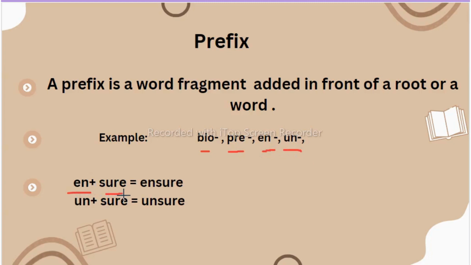And sure is a root word. By adding the prefix en to sure, we can make a new word, which is ensure. And by adding the prefix un to sure, we can make a new word which means unsure. So it can change meanings as well, and make a new word. So a prefix is a set of letters which is usually used in front of the word. As you can see here, this is the root word, and we have added the prefix before the word. So pre means before the root word.